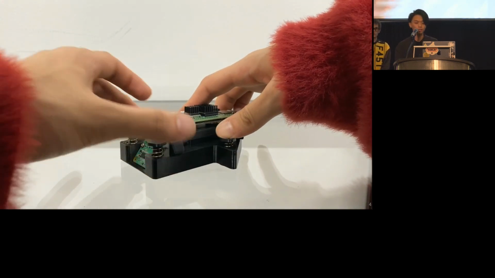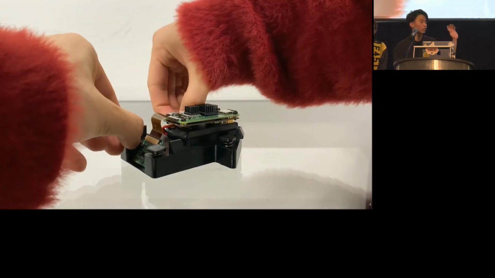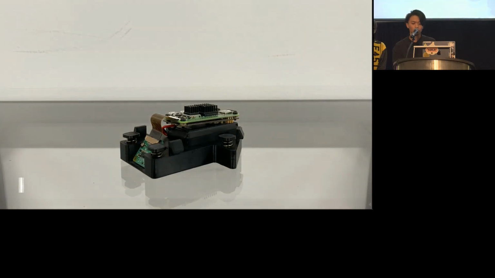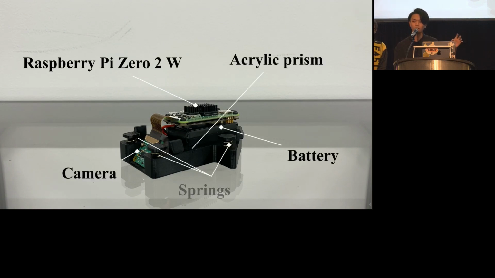And this is our device, RFTIRTouch, and this is a rough explanation of our device. Our device mainly consists of a camera and an acrylic prism. And we use oil as an optical coupling to observe light inside the transparent panels.